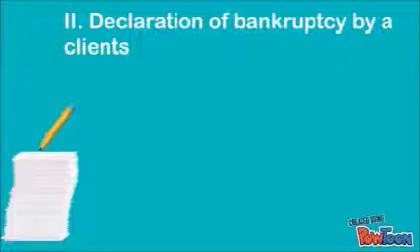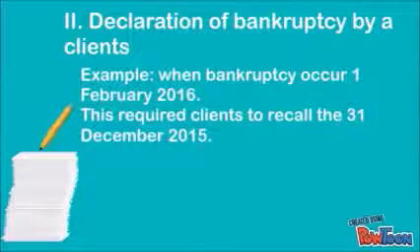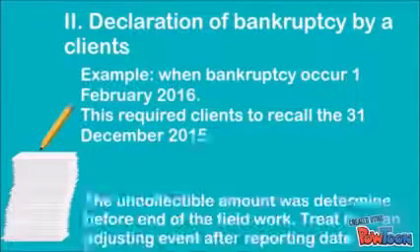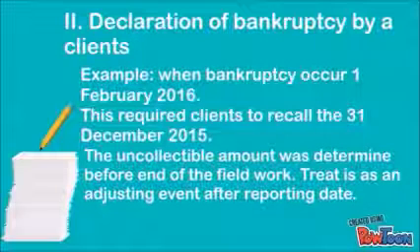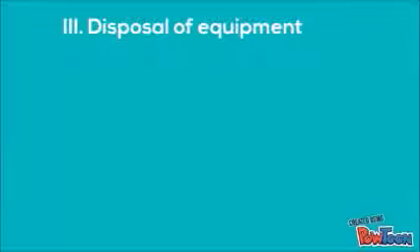Two, declaration of bankruptcy by clients. Example, when a company declares bankruptcy on February 1, 2016, this requires the client to recall the December 31, 2015 position. The uncollectible amount was determined before the end of the field work. Three, is as an adjusting event after the reporting date.